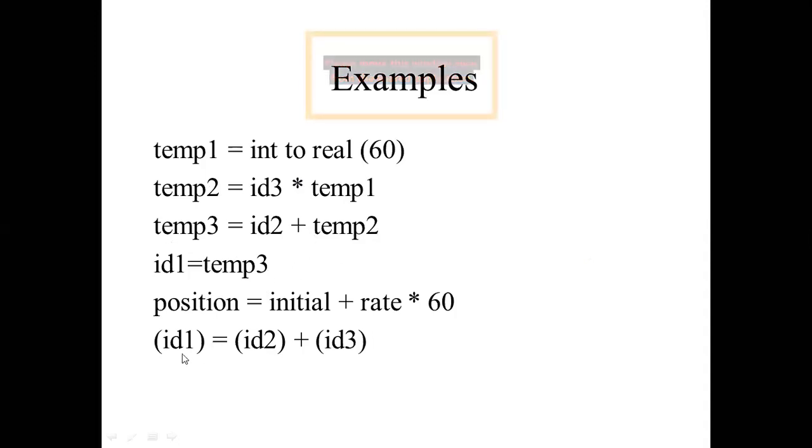Finally, id1 means position. id1 is equal to temp3. Means we are removing such types of identifiers and assigning here. Then id1 is equal to temp3. So this is the final one, and this is called intermediate code generation.